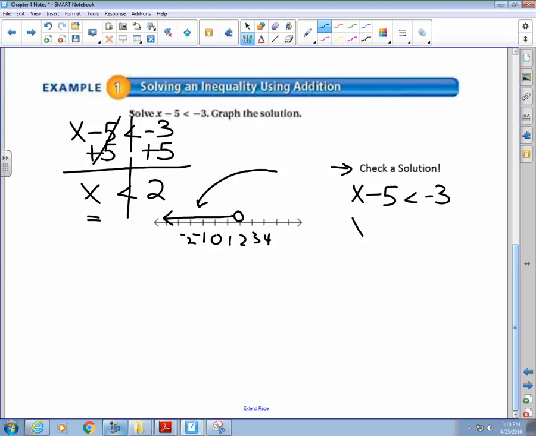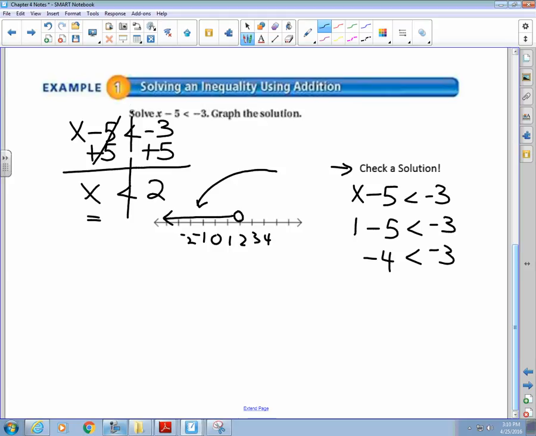So I'm going to plug in 1 for x, so I'm going to have 1 minus 5 should be less than negative 3. 1 minus 5 on this side is negative 4, is then less than negative 3.